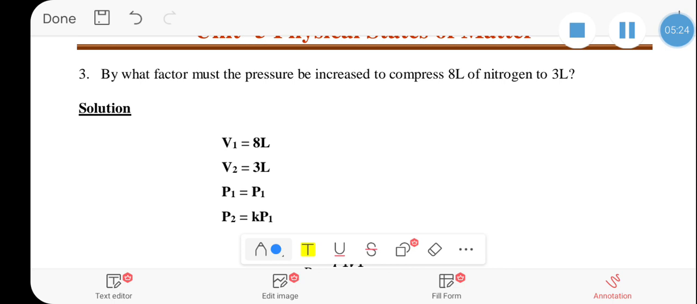Question number 3, by what factor must the pressure be increased to compress 8 liter of nitrogen to 3 liter?